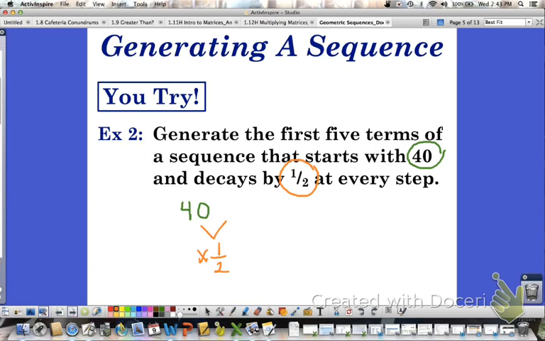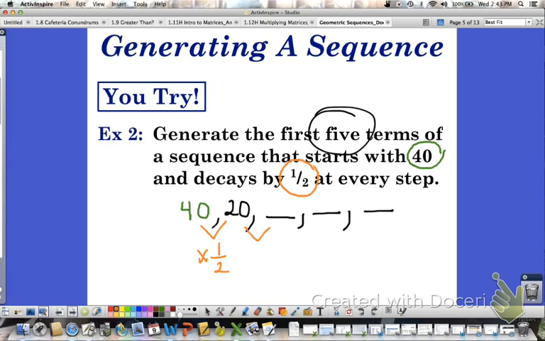So if you take 40 and multiply it by half, that's the same thing as saying half of 40, which is 20. So the second number in the list is 20. I want you to keep going. If you haven't done this already, find the next 3 terms. That would give you a total of 5. You're just halving at each step.